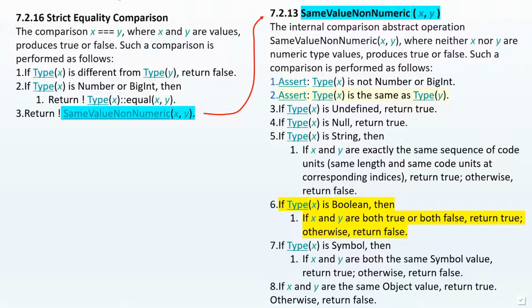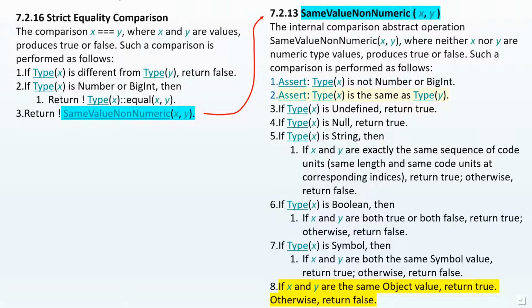Now, what if type x is a boolean? Which again would of course mean that type y is a boolean too. Again, the rule is quite simple. If both x and y are true, or if both x and y are false, return true. Otherwise, return false. So true is equal to true, false is equal to false, but true is not equal to false. Now we will skip the symbol description. You can read it if you're interested, it's straightforward.